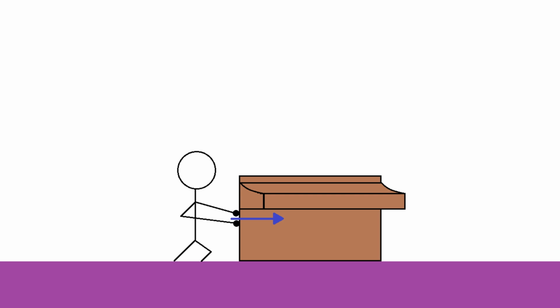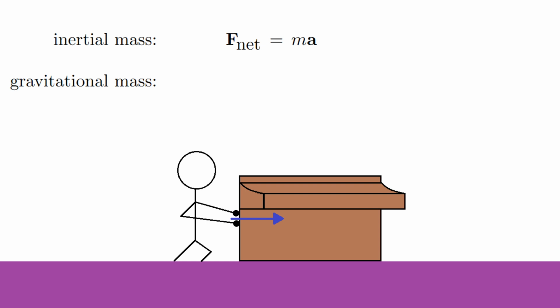Hello and welcome. Because of a video that I'm currently in the process of preparing, I've recently been thinking a lot about the conceptual distinction between inertial mass, that is the m in F equals ma, and gravitational mass, that is the m in weight equals mg.